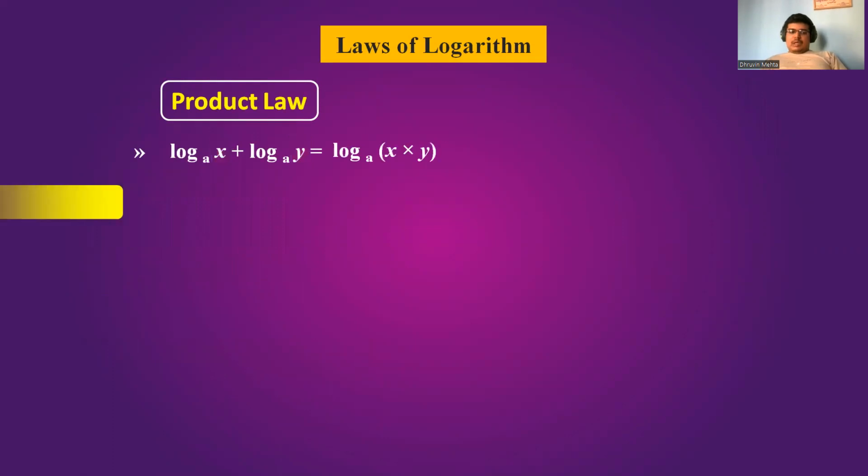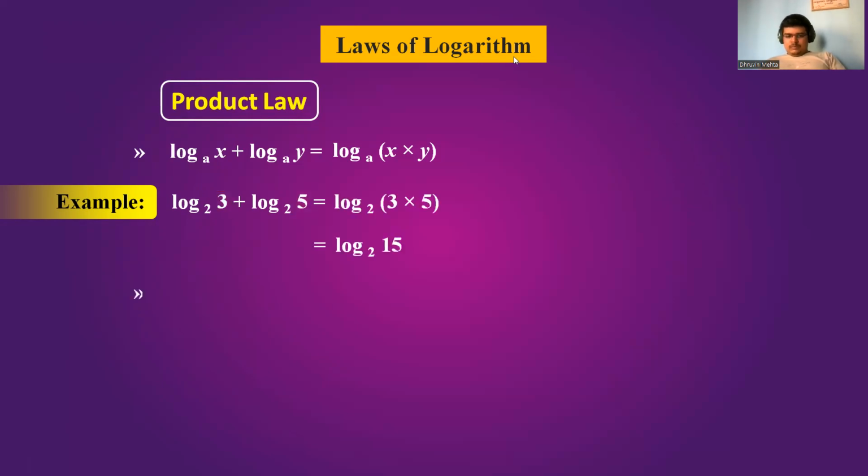For example, if we have log 3 to the base 2 plus log 5 to the base 2, what will be the answer? Log 3 into 5 to the base 2. So log 15 to the base 2. Achha, and this works in vice versa as well. So we can just use the other version. If we have log of x into y, we can write it as log x plus log y.